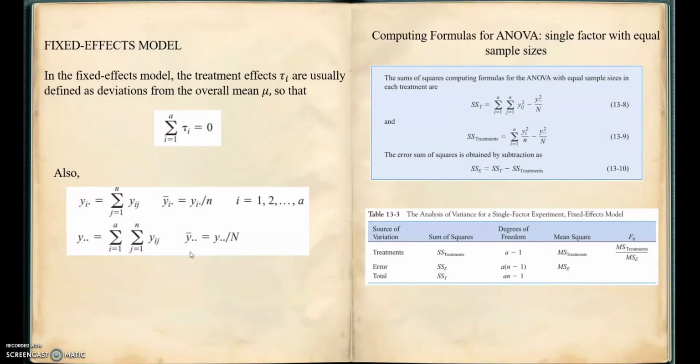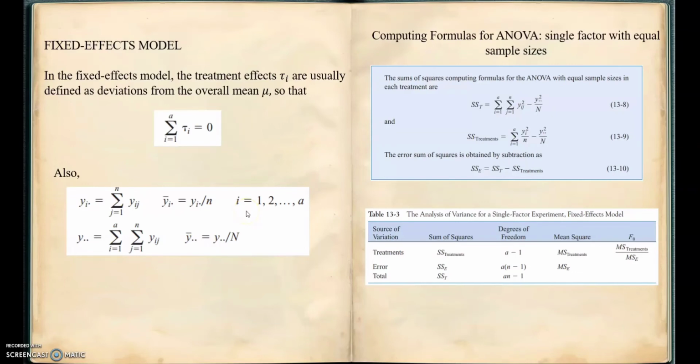Thank you, Mr. Suarez. Now let's talk about the fixed effects model. In the fixed effects model, the treatment effects tau sub i are usually defined as deviations from the overall mean mu, so that the summation of tau sub i, where i is equal to 1 to a, is equal to 0. Also, we have this formula for the fixed effects model. Now let's proceed to the computing formulas for ANOVA single factor with equal sample sizes.